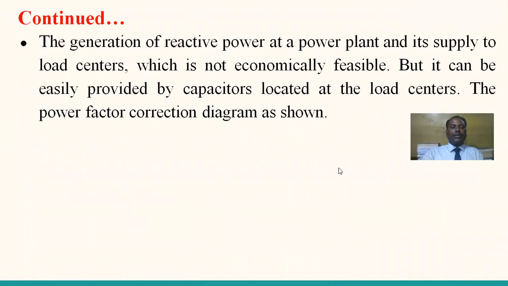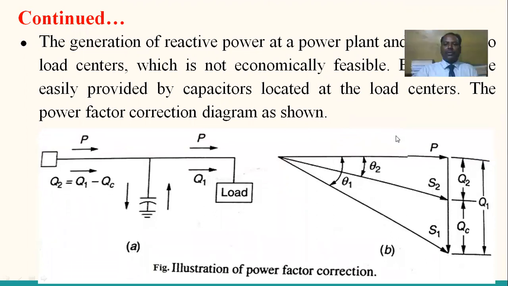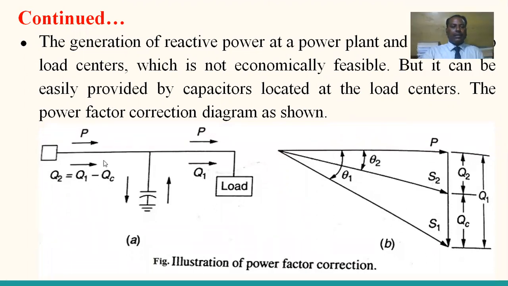Yes. So generating reactive power at the power plant and supplying it to the load center is not feasible economically, but it can be easily provided by capacitors located at the load centers. So the power factor correction diagram is as shown. This is the supply end. From here onwards the power is passing to the load centers.